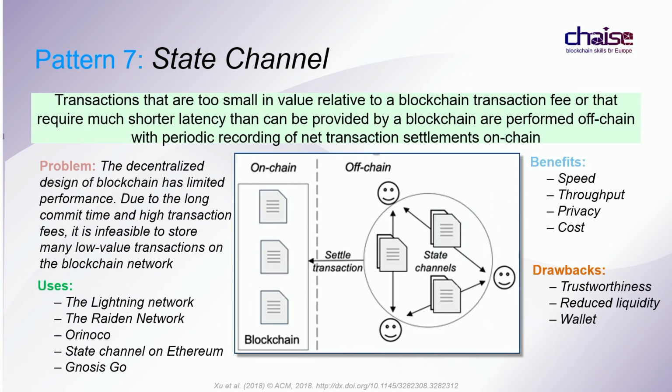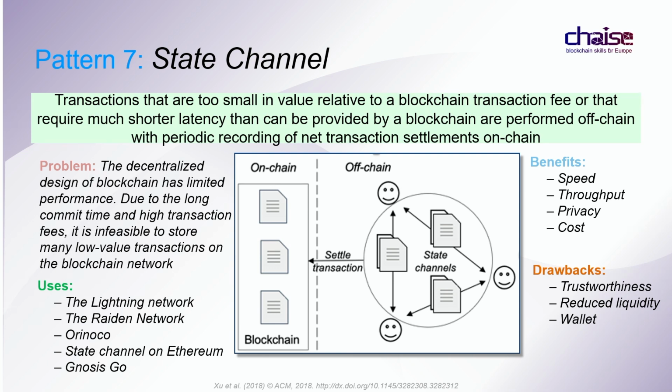Next pattern is on state channel. The state channel pattern is about transactions that are too small in value relative to a blockchain transaction fee, or that require much shorter latency than can be provided by a blockchain, are performed off-chain with periodic recording of net transaction settlements on-chain.